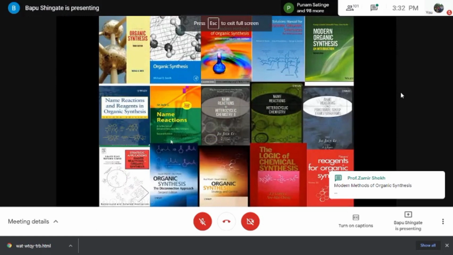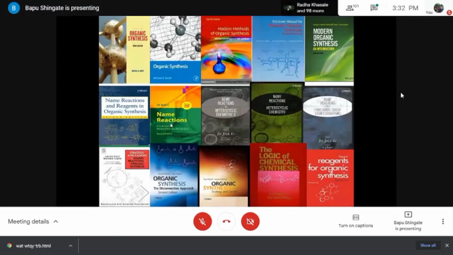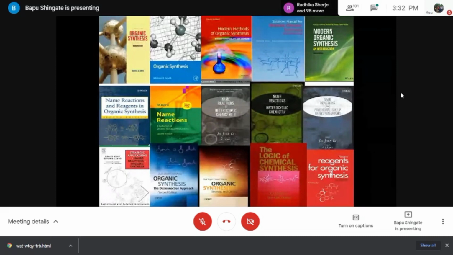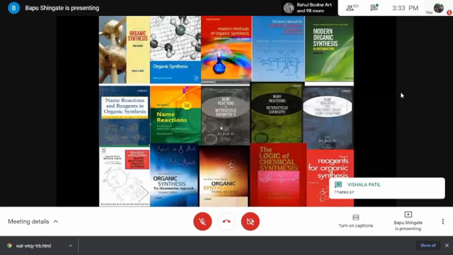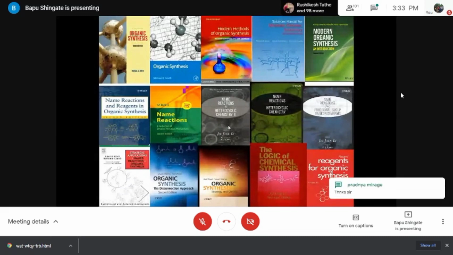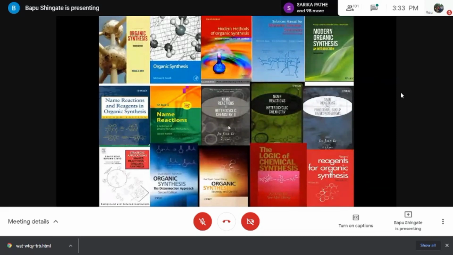Around 300 to 400 name reactions are covered in those two books. Jie Jack Li also wrote another beautiful book, Name Reactions in Heterocyclic Chemistry, because so many name reactions are related to the construction of heterocyclic compounds. That's why these two volumes are there: Name Reactions in Heterocyclic Chemistry 1 as well as Heterocyclic Chemistry 2. Okay, if you are not getting such kinds of books, then you should have at least a soft copy of them.